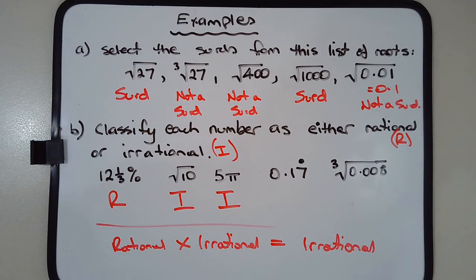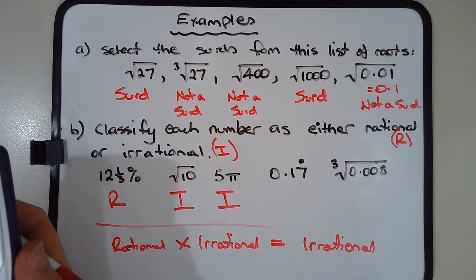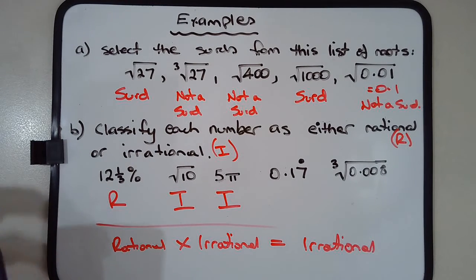What about square root of 2 times the square root of 2? No, they're two irrational numbers, even though they're identical. Multiply them together, you get a rational number. Right. What about 0.17 recurring? Okay. Now, anything that recurs, it means there's a pattern to it. It can be explained by way of a fraction.